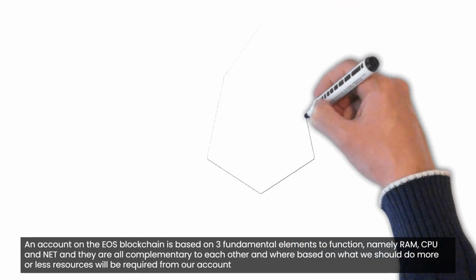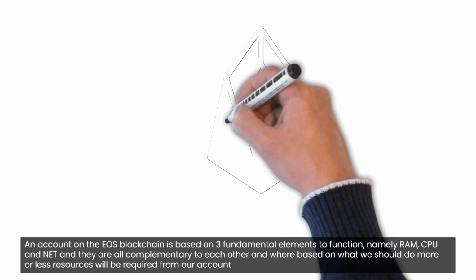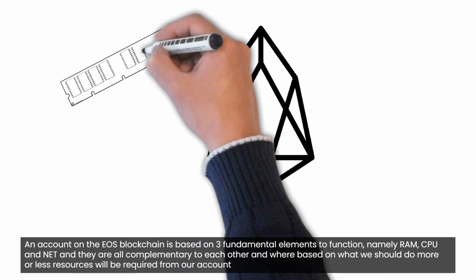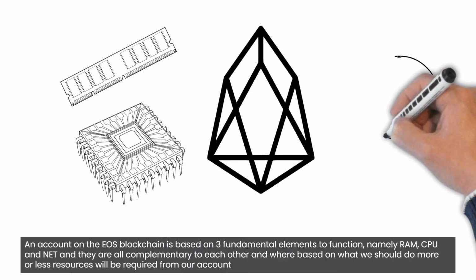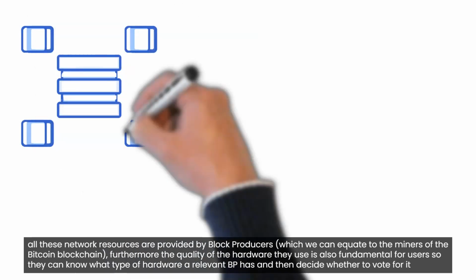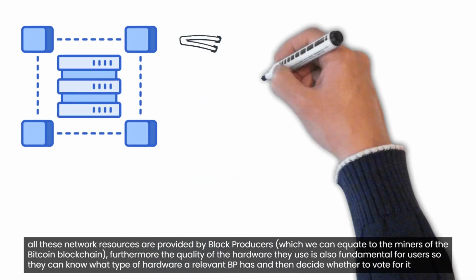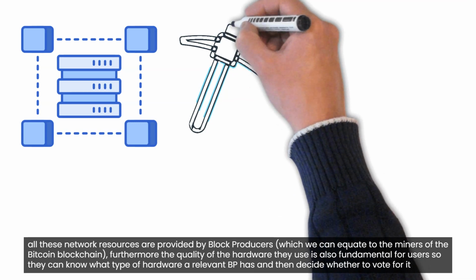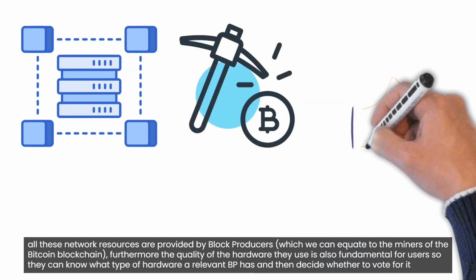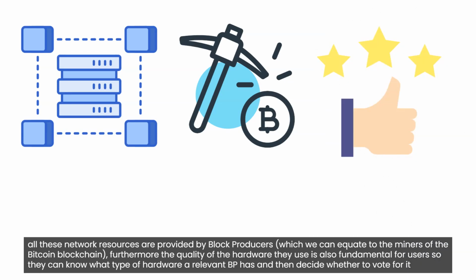An account on the EOS blockchain is based on three fundamental elements to function, namely RAM, CPU, and net, and they are all complementary to each other, and based on what we do, more or less resources will be required from our account. All these network resources are provided by block producers, which we can compare to the miners of the Bitcoin blockchain. Furthermore, the quality of the hardware they use is also fundamental for users, so they can know what type of hardware the relevant block producers have and therefore decide in case of voting for them.